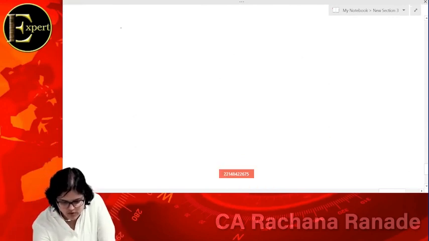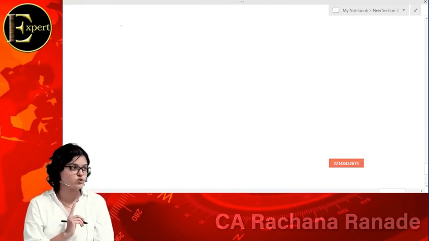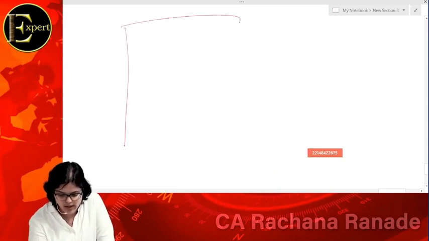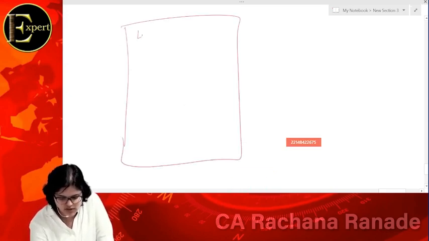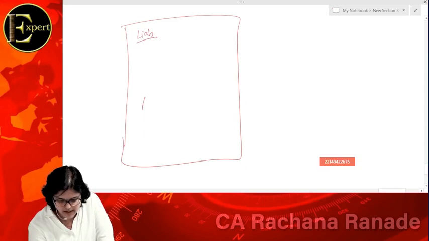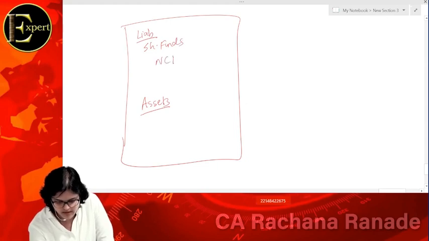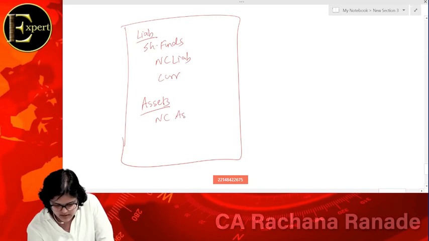Finally, quickly, everyone has to tell me. Now I hope the book value concept is also clear. One more time, quickly. In book value, which two elements? First one is liabilities, assets. What is happening in liabilities? Shareholders funds, non-current liabilities and current liabilities. Non-current assets, current assets.